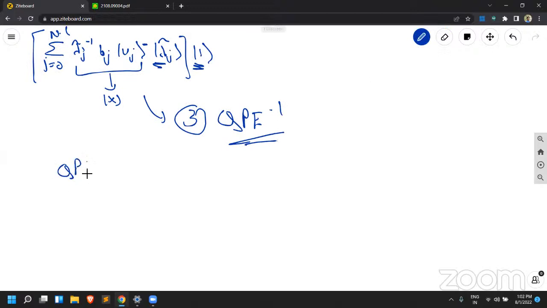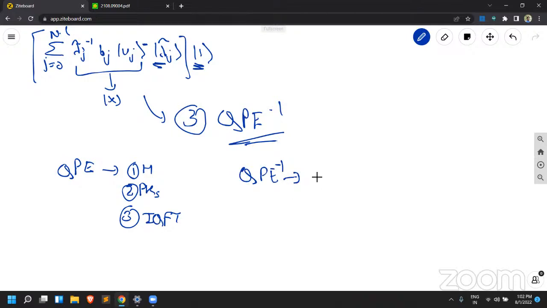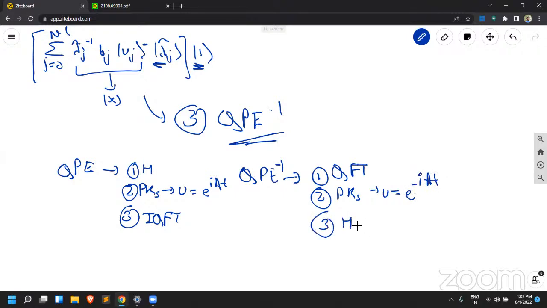In QPE, we had applied first Hadamard, then multiple phase kickbacks, and then the inverse quantum Fourier transform. So we'll just do the reverse in the QPE inverse, just the mirror of that. We'll first apply the inverse of the inverse quantum Fourier transform, which is just the quantum Fourier transform. Then we'll apply phase kickbacks. In phase kickbacks, we had applied u to the power e to the power iota A t. In this case, u will be the inverse, e to the power minus iota A t. And third, we apply the Hadamard gates, right? So this should give us our solution.